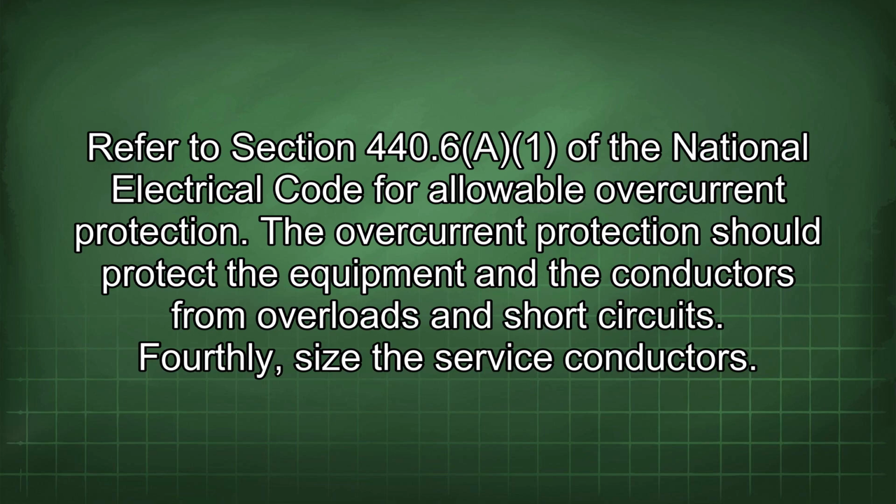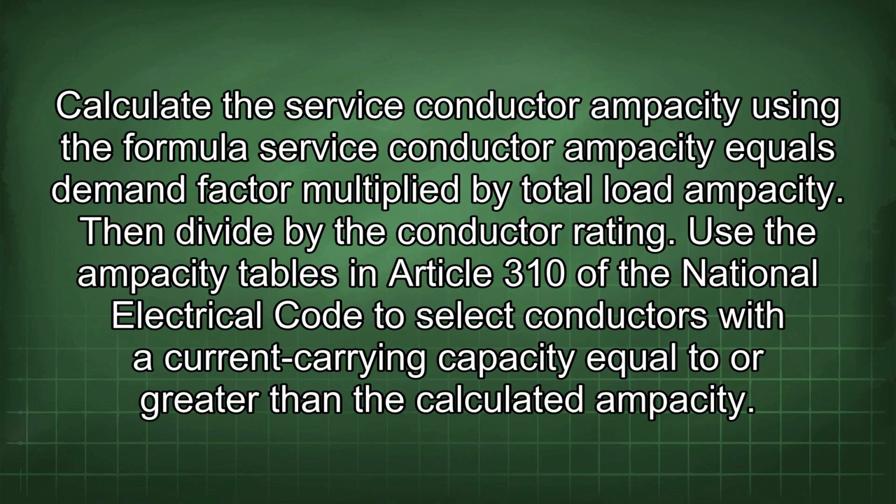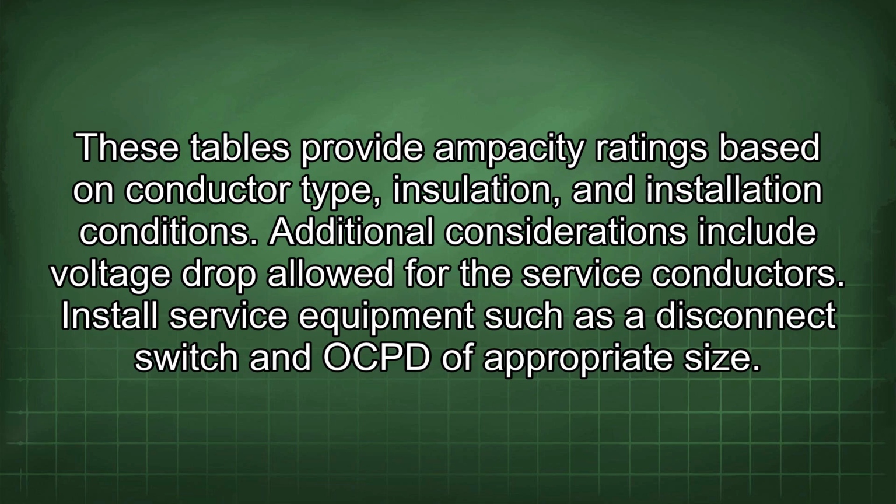Fourthly, size the service conductors. Calculate the service conductor ampacity using the formula: service conductor ampacity equals demand factor multiplied by total load ampacity. Then divide by the conductor rating. Use the ampacity tables in Article 310 of the National Electrical Code to select conductors with a current carrying capacity equal to or greater than the calculated ampacity. These tables provide ampacity ratings based on conductor type, insulation, and installation conditions.